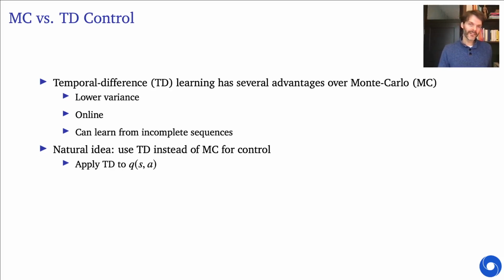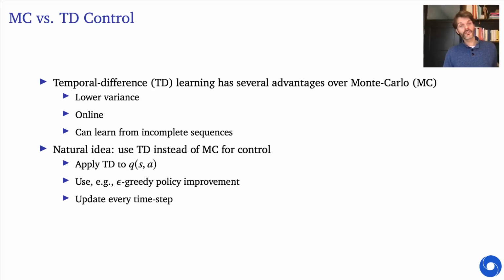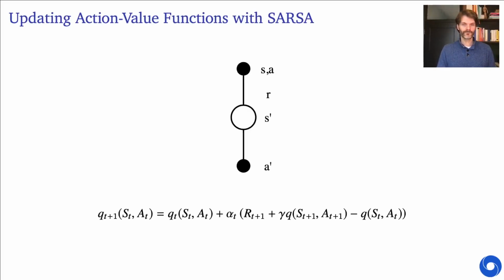So a natural idea would be to use temporal difference methods instead of Monte Carlo methods to do control. So basically we want to apply temporal difference learning to the action value functions to have this same convenience of being able to easily pick a greedy or an epsilon-greedy policy. And then, for instance, we could use epsilon-greedy policy improvement as before. But we could also continue to update every time step, because temporal difference learning can learn from individual transitions. It doesn't need complete episodes. So one way to do that is the Sarsa algorithm. I briefly talked about this in the previous lecture.